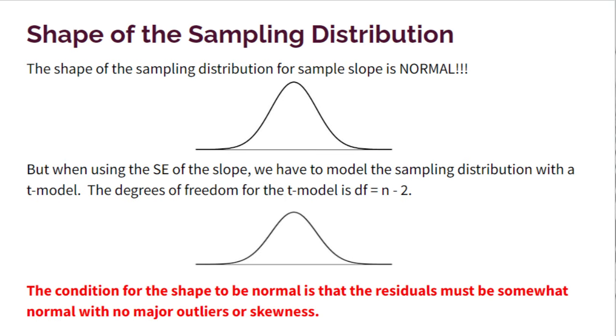Now, the condition for the shape to be normal is that the residuals must be somewhat normal with no major outliers or skewness. So when you take a look at the residual plot, we want to see, well, nothing. Remember, that's a good residual plot. It's a nice mix of residuals, positive and negative, and they're not all too high, they're not all too low. They're very nice and evenly spread out throughout. So those are the parameters for a sampling distribution for sample slopes.